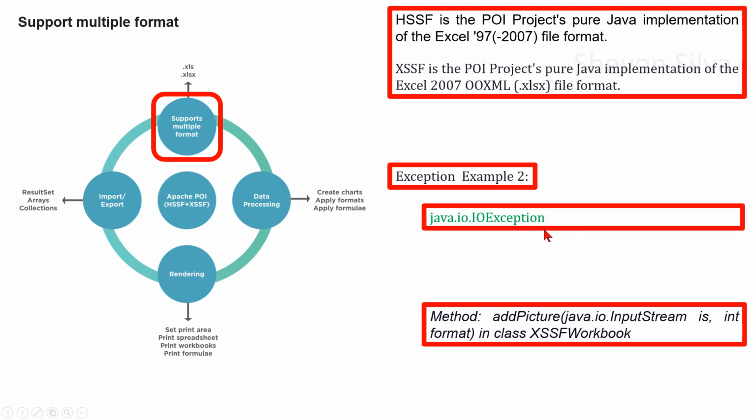As an exception example too, we can consider java.io.IOException. It can be thrown in method addPicture(java.io.InputStream, int) in class XSSFWorkbook.